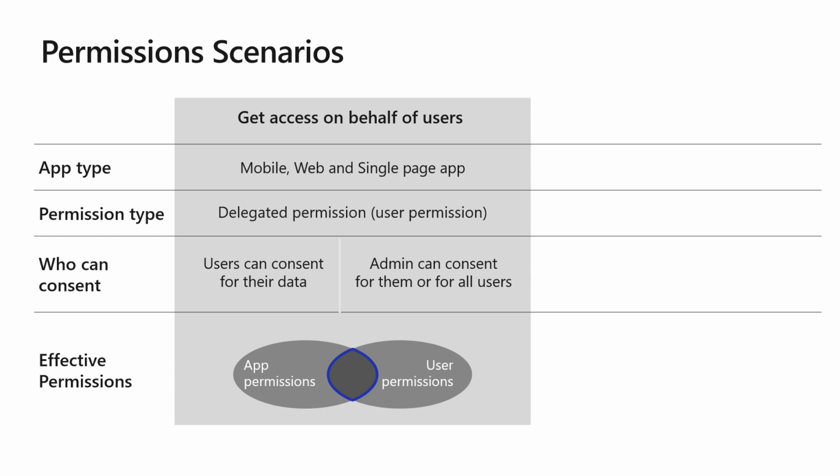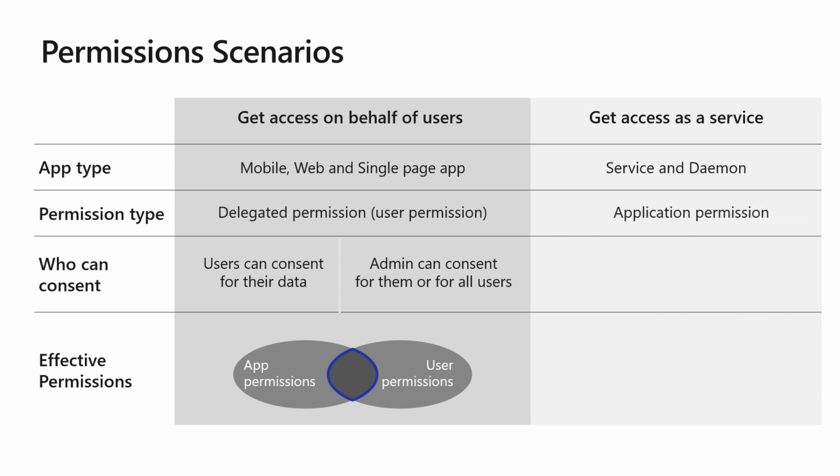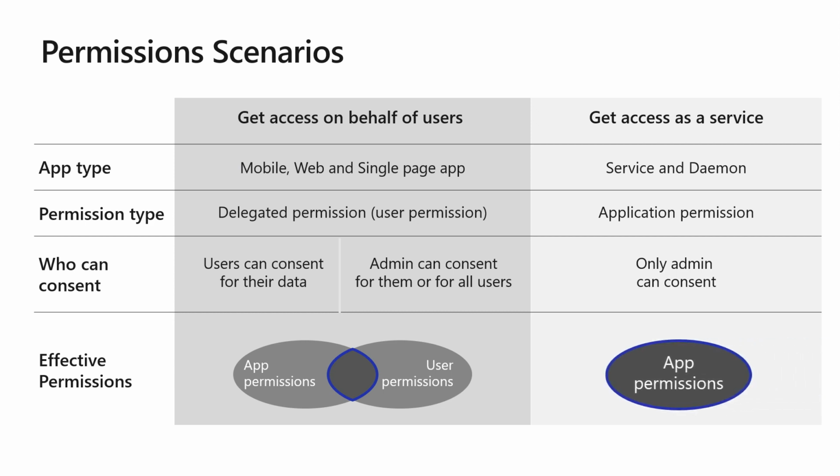The other scenario is the case where the application is getting access as itself, or in other words, as a service. Apps that operate purely in the background, otherwise known as daemon apps, fall into this category, along with other highly trusted subsystems. These types of apps will request application permissions, and are also known as S2S permissions or app-only permissions. Only administrators can consent to most application permissions, and the effective permissions are exactly what the application has been consented to do, since there is no signed-in user present for the app to act on behalf of.